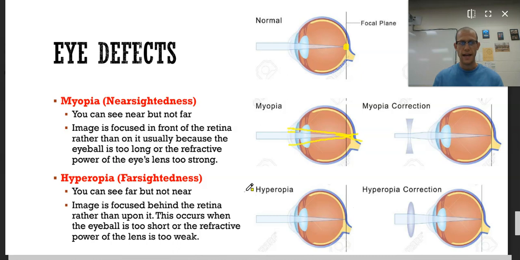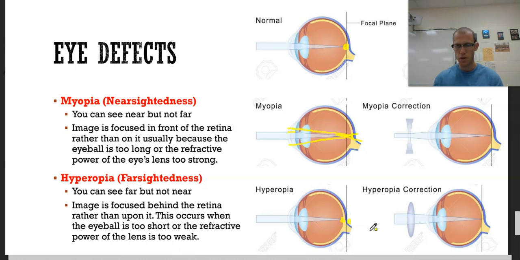So now let's look at hyperopia. That is farsightedness. Farsightedness means you can see far, but you cannot see near. Objects when reading are blurry. So that's when the image is focused behind the retina rather than upon it. This occurs when the eyeball is too short or the refractive power of the lens is too weak. So you'll notice that it's supposed to focus right here, but the image is focusing back here.